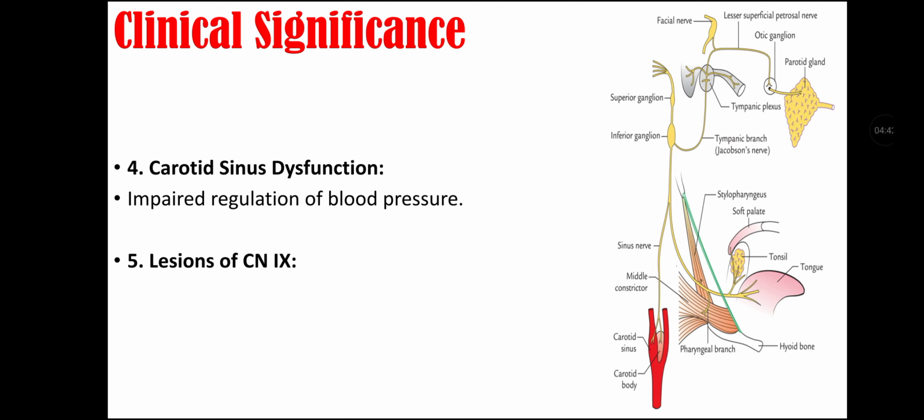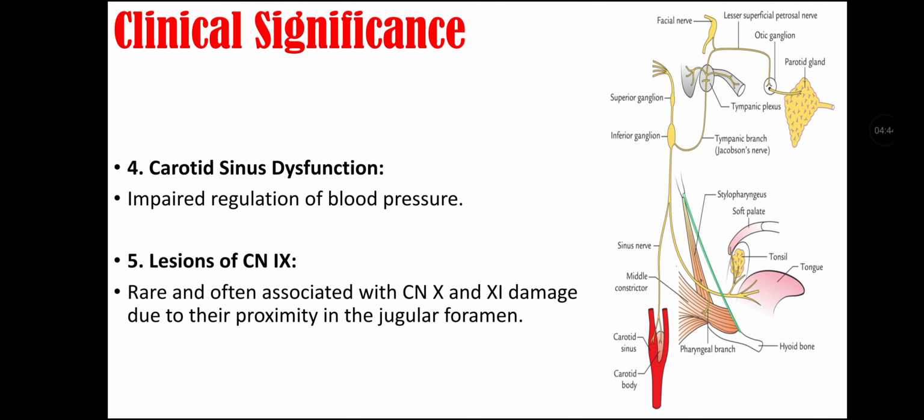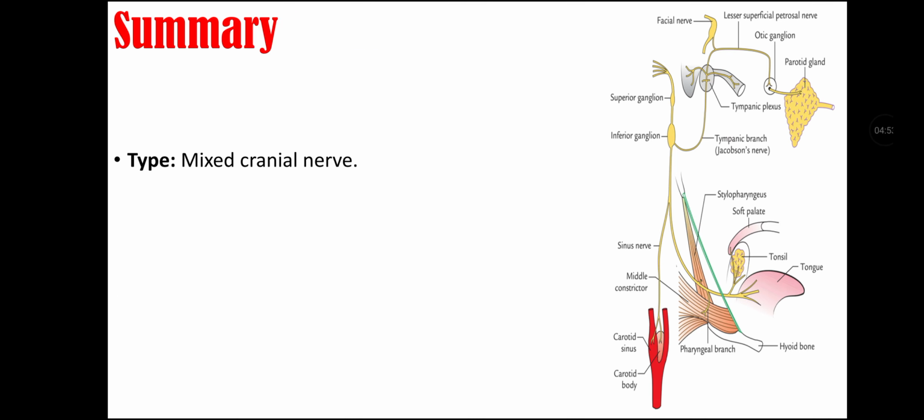Fifth significance is lesion of ninth cranial nerve. They are rare and they are often associated with 10th and 11th cranial nerve damage due to their proximity in jugular foramen.